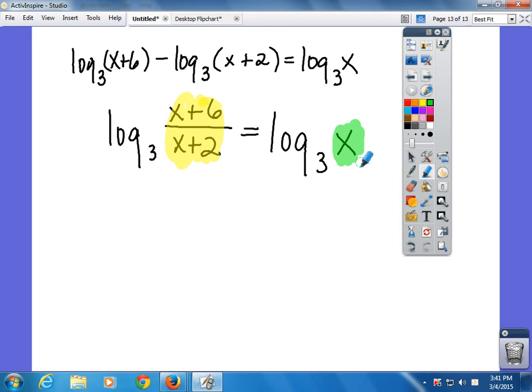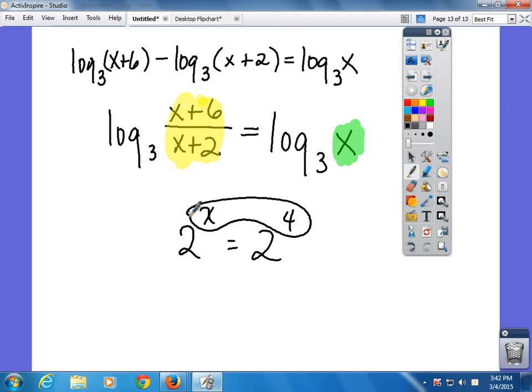Now, what if this was log base 4? Then you'd have a totally different problem. But since they're in the same spot, it's just like, remember that problem we did, where I had 2 to the x is equal to 2 to the 4th? The two exponents, since the bases are the same, are equal to each other. We did this problem the other day. Y'all remember doing that? Same thing.